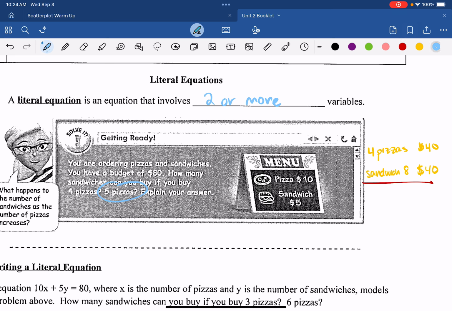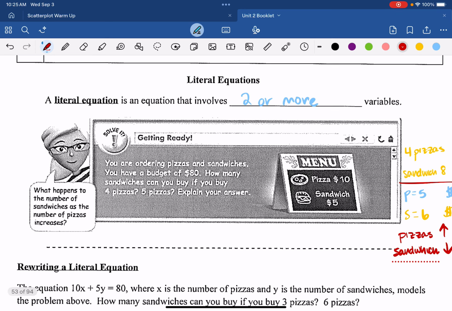Okay, let's look at the second part. What if I have 5 pizzas? So what if my p-value is 5? Okay, so if I buy 5 pizzas, now I'm paying $50. So how many sandwiches would I be able to buy? I'd be able to buy 6, right? Because I'd have $30 left to spend. Okay, so what you'll notice here is as I buy more pizzas, or as my pizzas go up, the number of sandwiches I can buy goes down, okay, and vice versa.